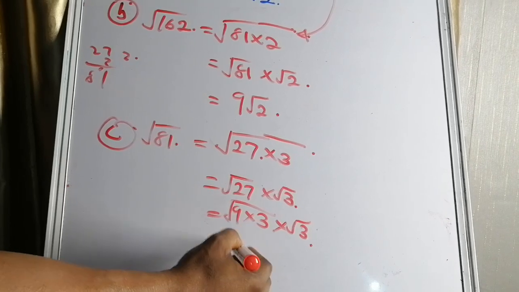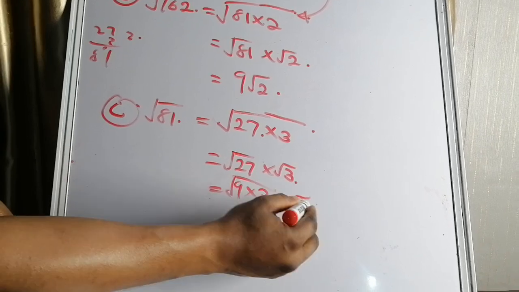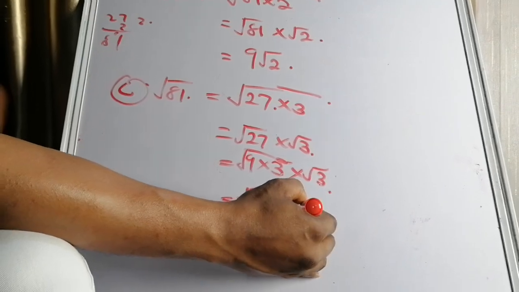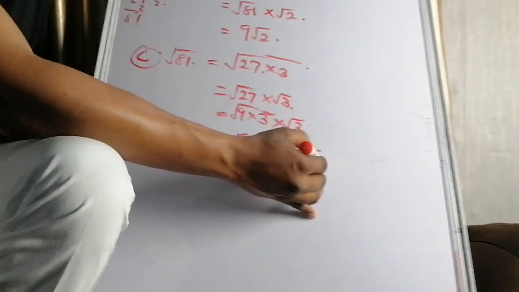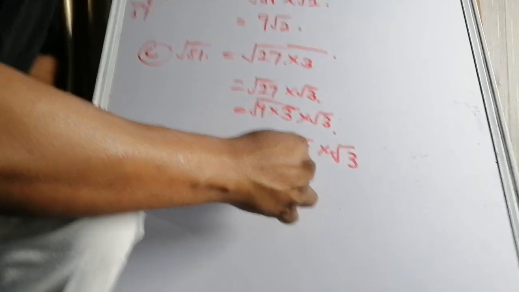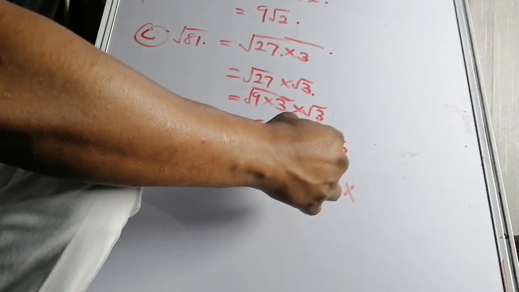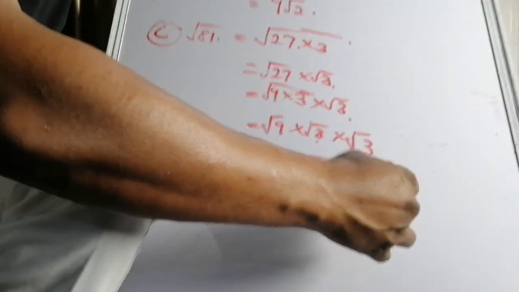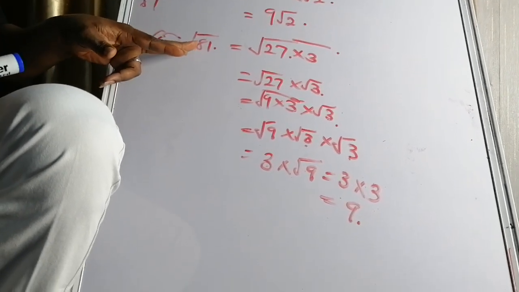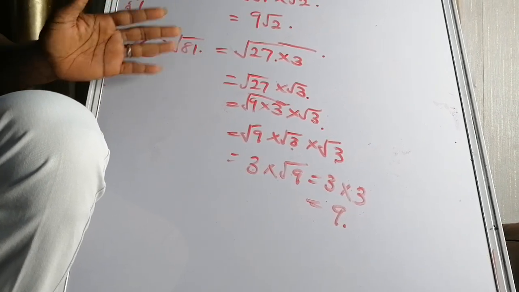So from here, we can now simplify with root 9 times 3 times 3. Don't forget that this is together. So we can say root 9, root 3 times root 3. Root 9 is 3, so 3 times root 9 is 3 times 3, which equals 9. That is how we got 9 times 9 to be 81.